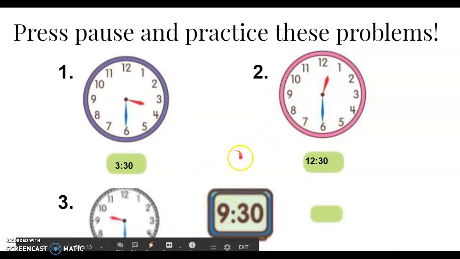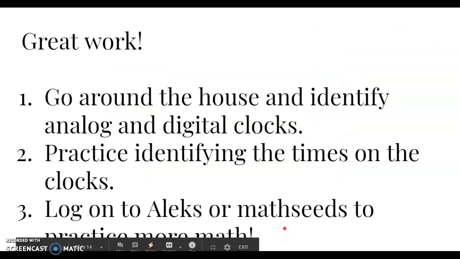And for number 3, hopefully you got 9:30. If we look at our analog clock, the hour hand is in between the 9 and the 10, so we know it's still in the 9. It's not 10 yet. It's still 9, and the minute hand is on the 6, which tells us 30 minutes. So you could say 9:30, or you could say half past 9.